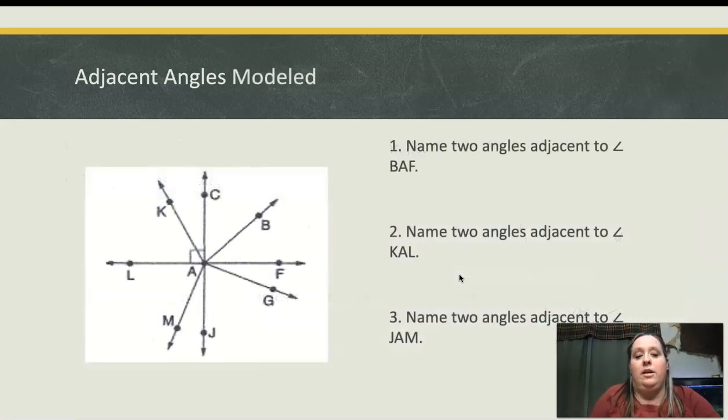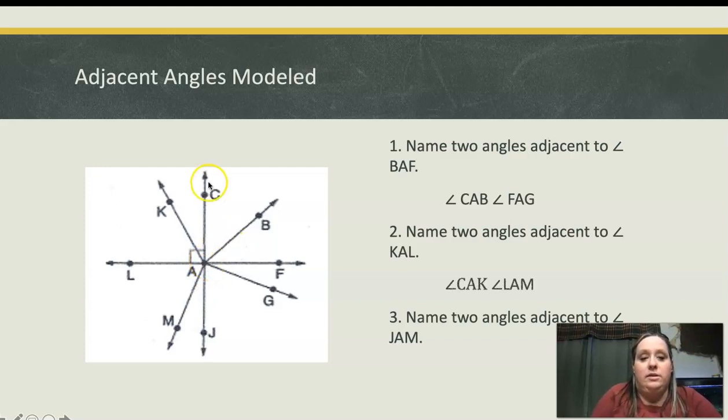So here we got a lot going on. Name 2 angles adjacent to BAF. You can also use 3 letters to name angles. BAF. So which ones share a side to it? CAB and FAG. Now KAL. Also you can go backwards. LAK is the same angle as long as A is in the middle. So 2 adjacent ones are CAK and LAM.